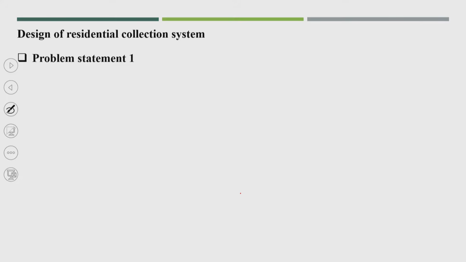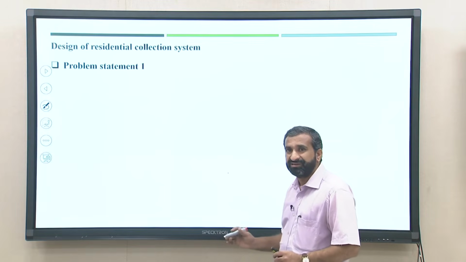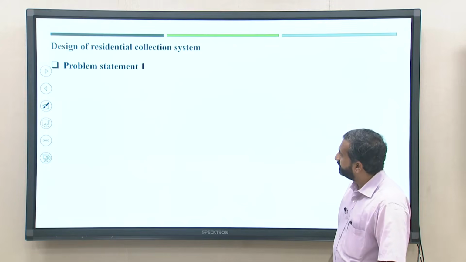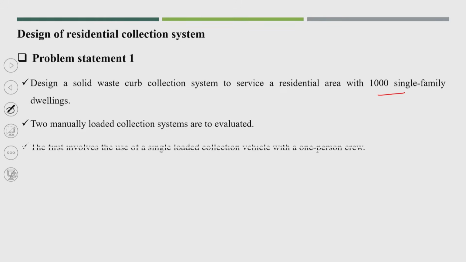Now, we will go for a problem. Here we will solve two problems by giving different operations. The first problem statement is that we have to design a solid waste curb collection system to service a residential area of 1000 single family dwellings, and 2 manually loaded collection systems are to be evaluated.